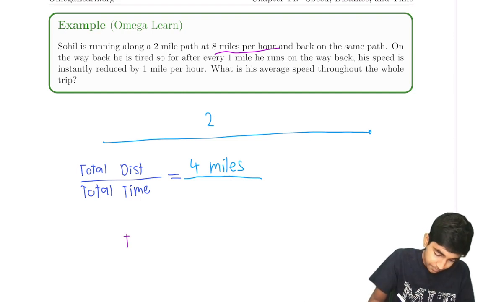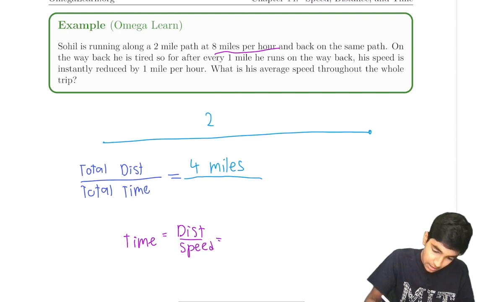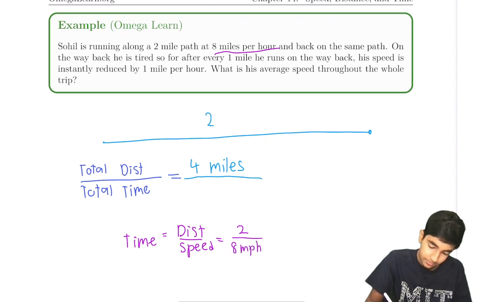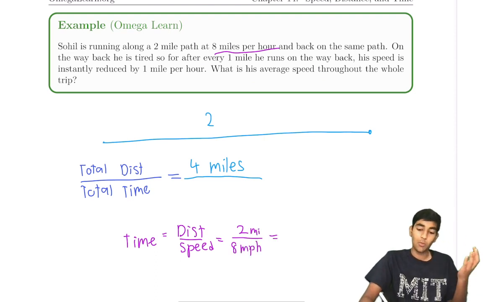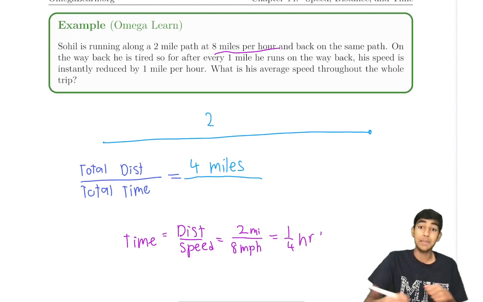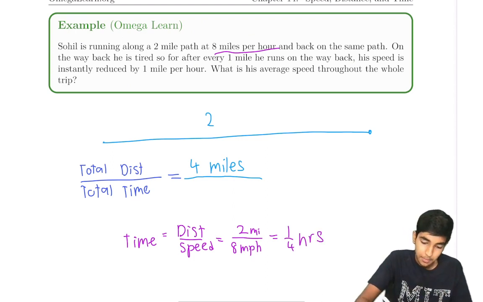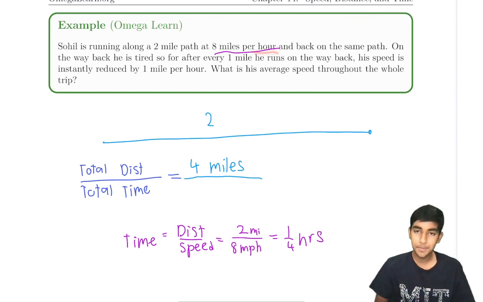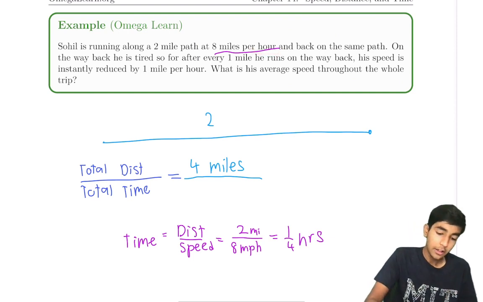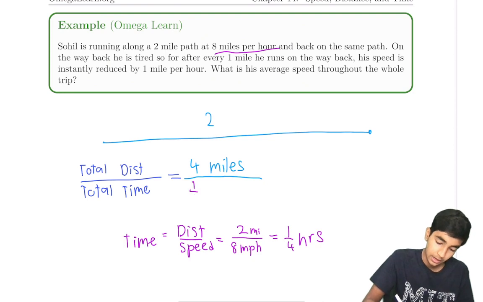The time is distance by speed. Distance is 2 miles, speed is 8 miles per hour. The time is 1/4 hours. And be careful, not 1/4 minutes, 1/4 hours, because it's miles per hour. Okay? 1/4 hour. So that's how long the journey there will take.